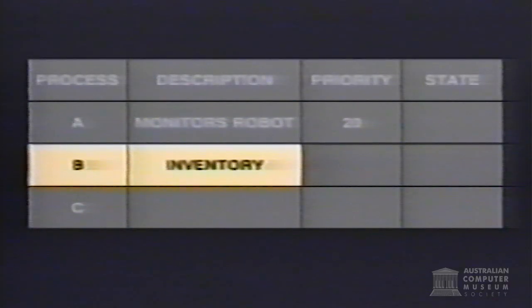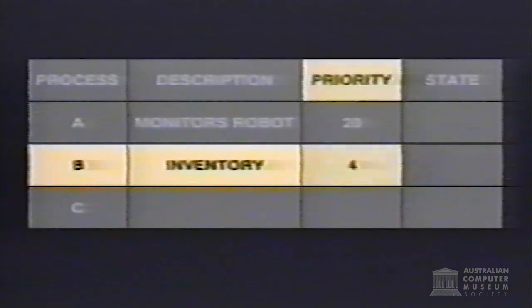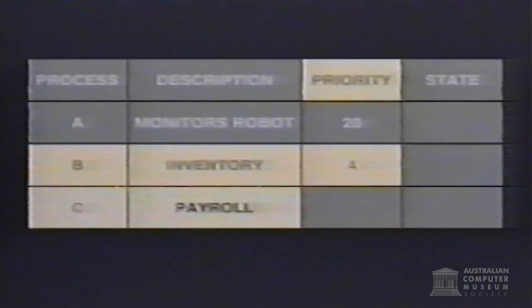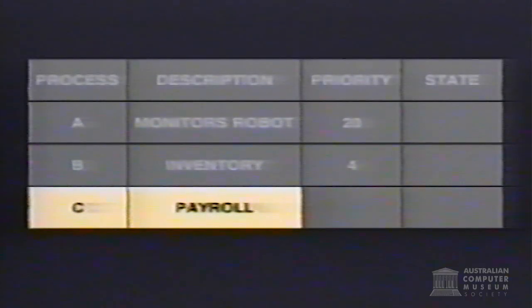Process B is an online inventory package. It's important that the system respond quickly to inventory queries. However, since the worst thing that can happen is that there would be a slight delay in responding to a query, Process B is given an intermediate priority of 4. And last, we have Process C, a batch process which computes the payroll. While payroll is undoubtedly important, it doesn't have to be done immediately. Let's say Process C is also assigned a priority level of 4.